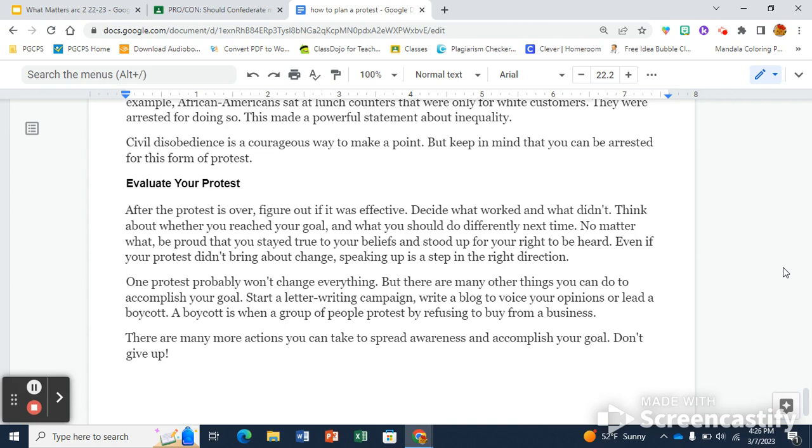One protest probably won't change everything, but there are many other things you can do to accomplish your goal. Start a letter writing campaign, write a blog to voice your opinions, or lead a boycott. A boycott is when a group of people protest by refusing to buy from a business. There are many more actions you can take to spread awareness.